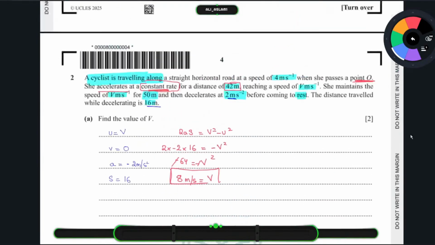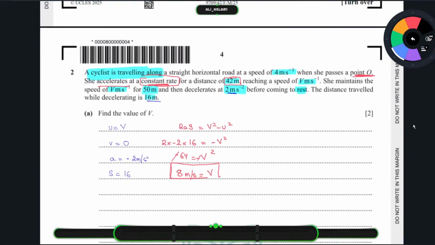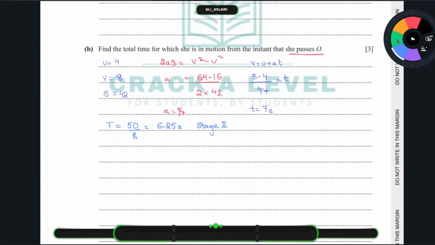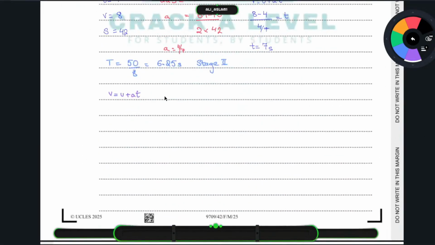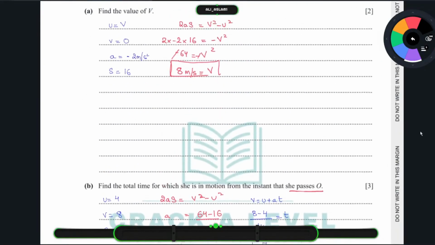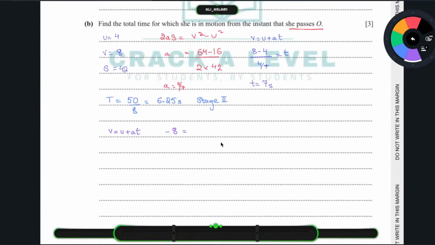And for the deceleration part we have the acceleration, so we can use v equals u plus at. v is 0, and u is 8. Coming to that side, minus 8 equals minus 2 t, and t is equal to 4. So the total time would be 4 plus 6.25 plus 7, that is 17.25 seconds.